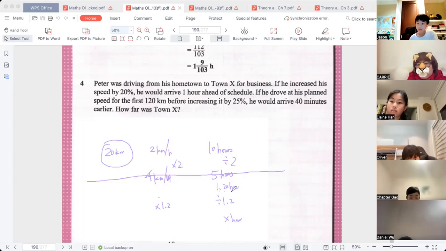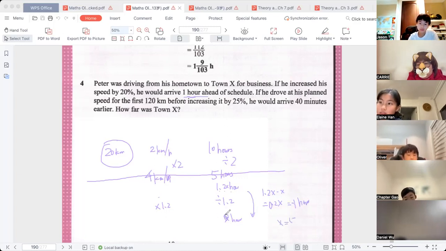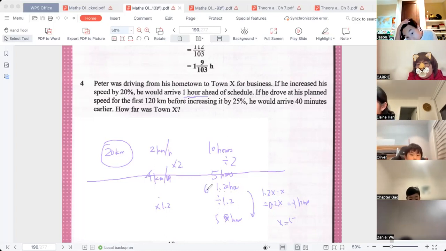Because 1.2x divided by 1.2 equals x, okay? So you have to understand 1.2x minus x equals what? 0.2x, right? So this 0.2x exactly equals how many hours? 1 hour. Correct? So x equals what? x equals 5. That means now it takes 5 hours to go from his hometown to town X, and before it takes 6 hours. Get it, everybody?